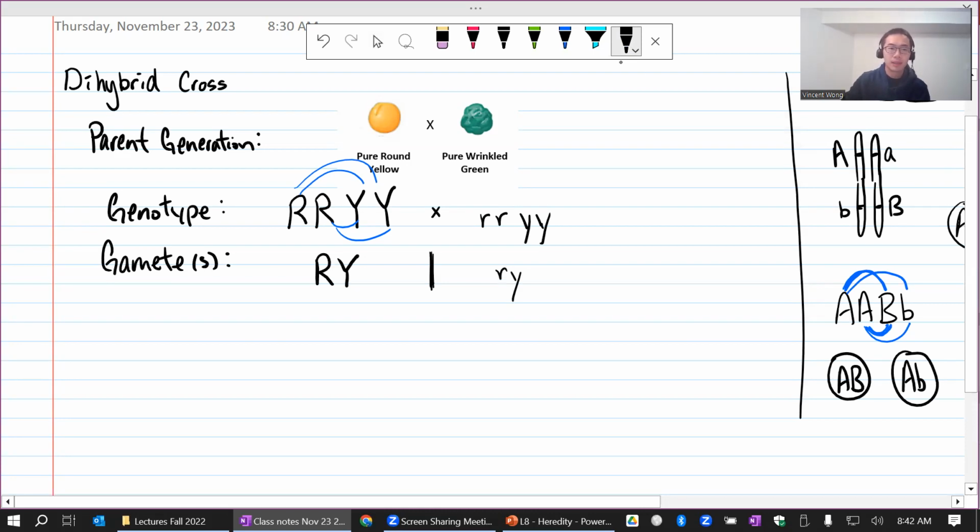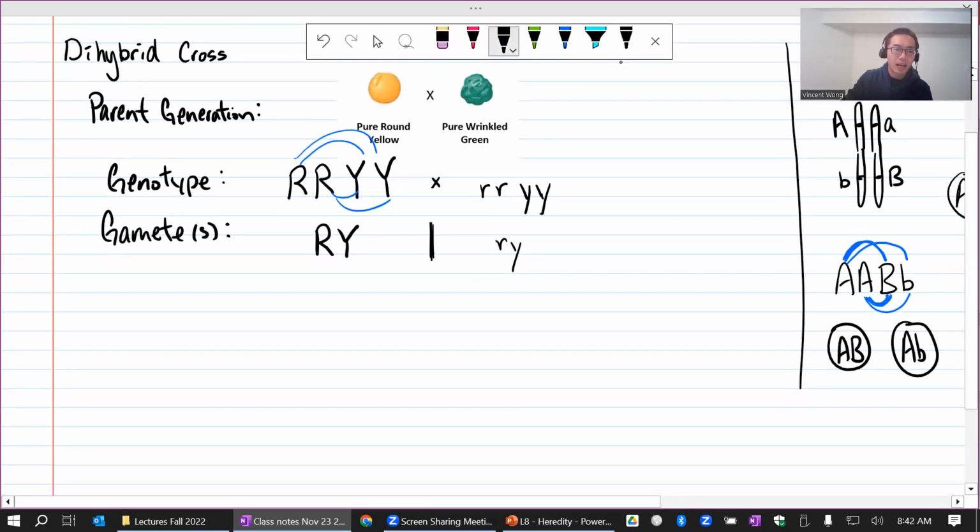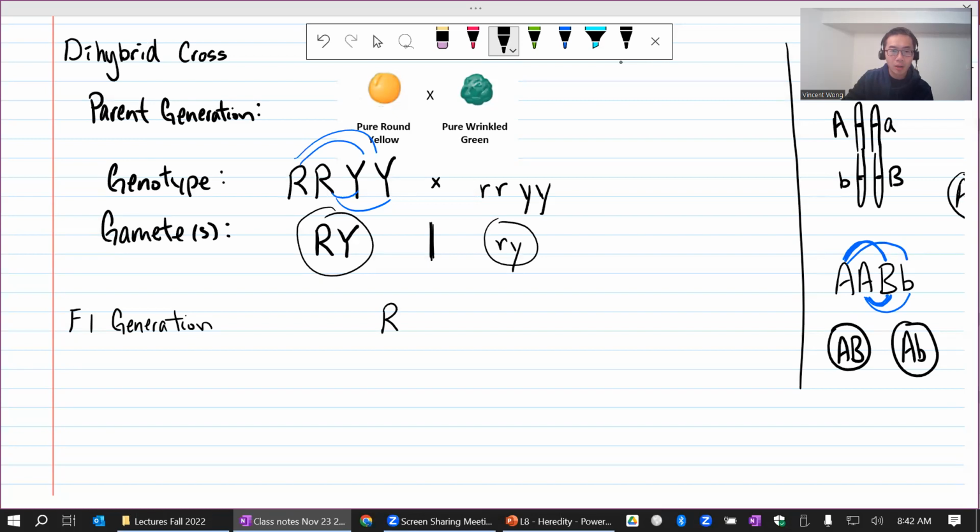That's all. Okay. So the F1 generation. If this gamete and this gamete join together, then we're gonna get big R, small r, big Y, small y. There are no other possible combinations. So this is 100% big R, small r, big Y, small y. 100% round and yellow, right?